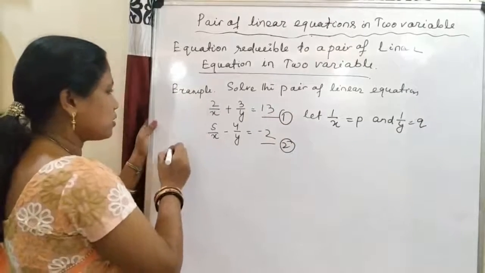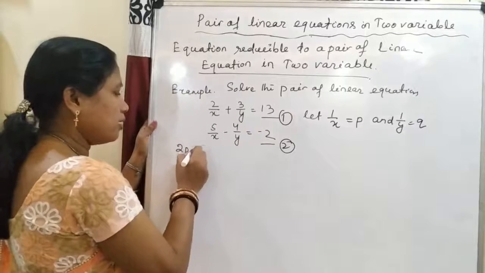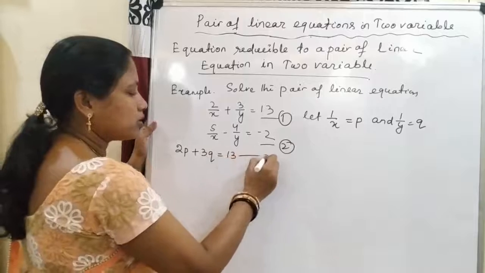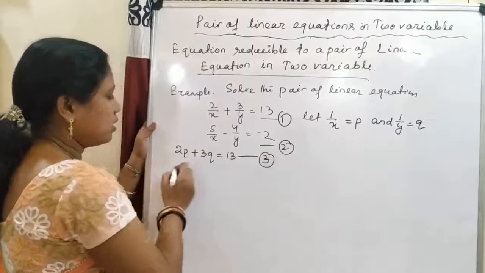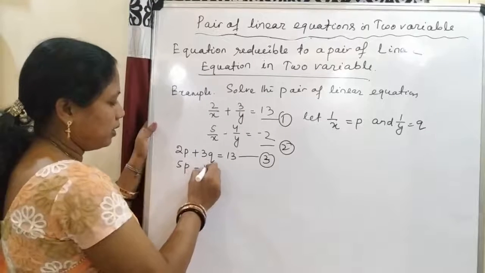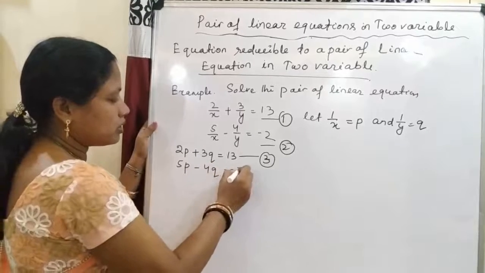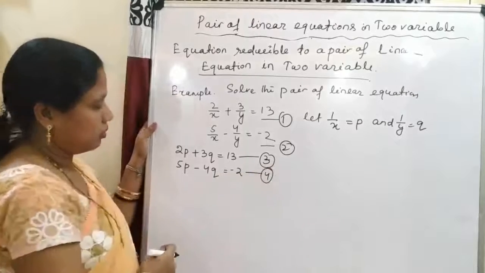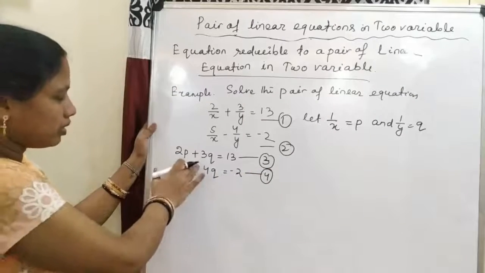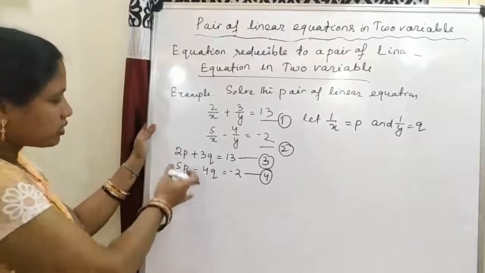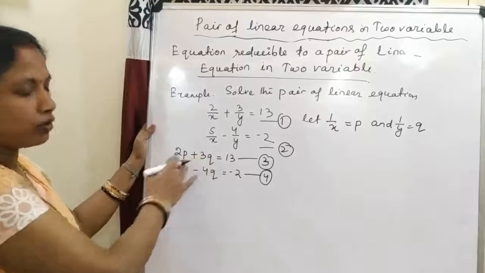So the first equation becomes 2p + 3q = 13. This is our equation 3. Equation 2 becomes 5p - 4q = -2. This is our equation number 4. So now we got the linear equations in two variable form. We will solve this for p and q.